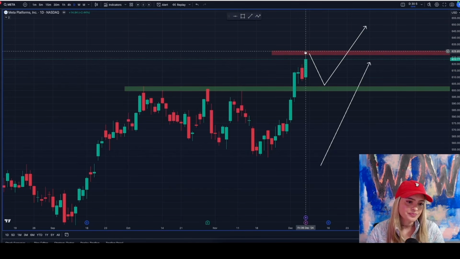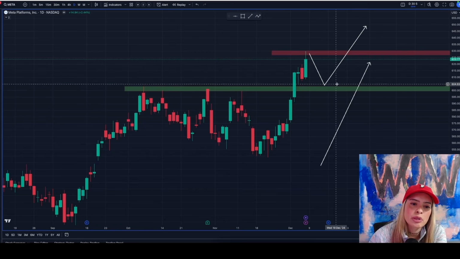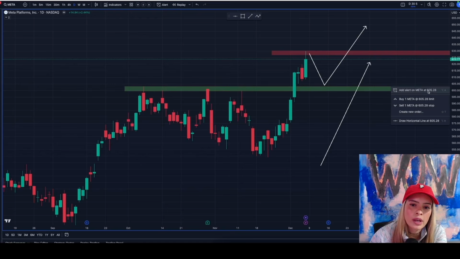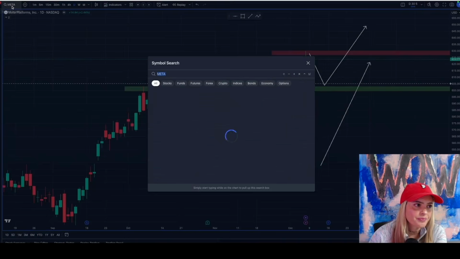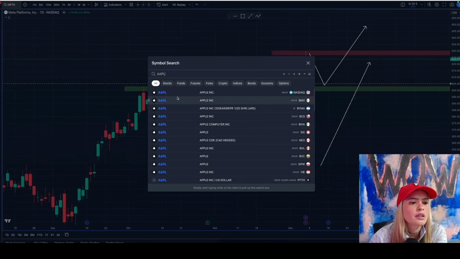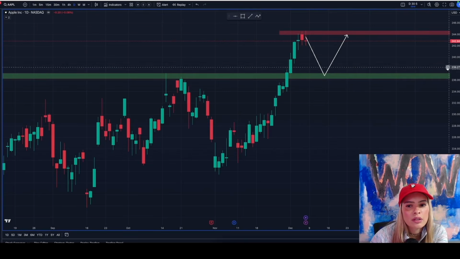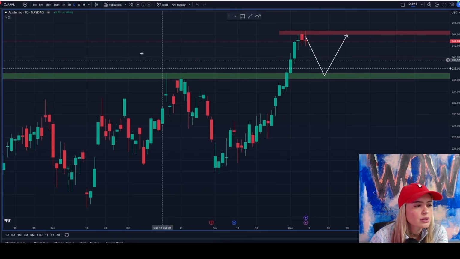All right, so with Meta, I'm just gonna be patient and put an alert here and wait to see how it's gonna react. I like to place my alert a little bit before my level of interest, so I can come up and see how it reacts there, and then I get prepared to take the trade. So that's my alert on Meta. And let me do exactly the same thing with Apple here. I'm gonna put my alert before that level.